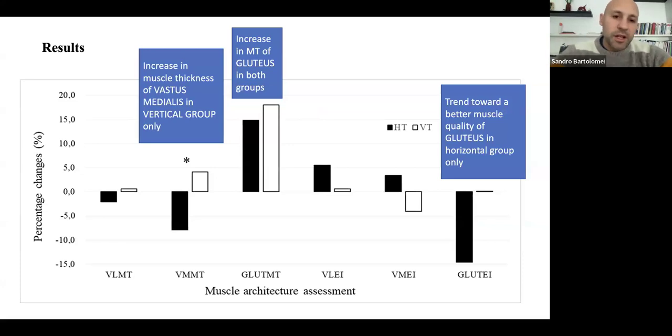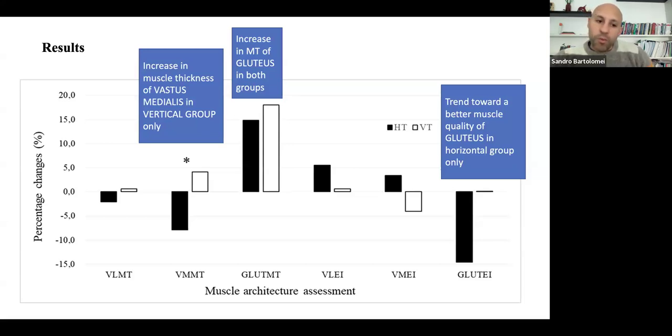So the results. There was an increase in muscle thickness of the vastus medialis only in the vertical group. So only the vertical group obtained an increase of 3% in the thickness of vastus medialis.